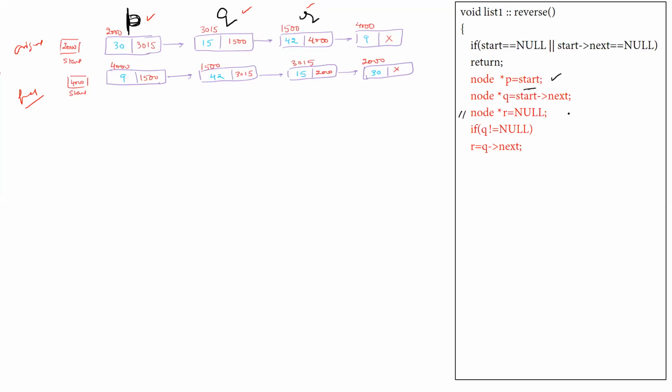Why are we saying this? In this condition, it means it is not a single node, and it is not null. That means at least two nodes are there in the given linked list, so there will be at least P and Q. R may be equal to null if there are exactly two nodes in the linked list for which we need the reversal.